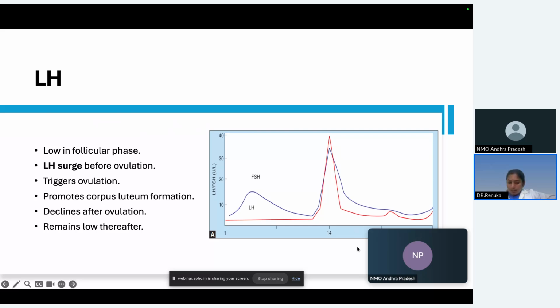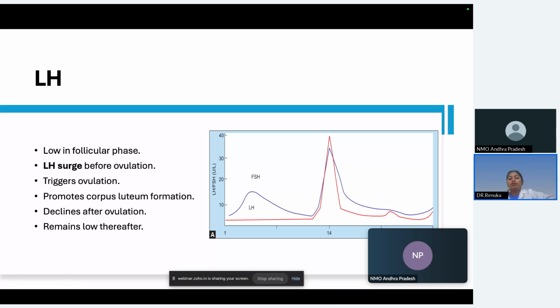And this LH promotes the formation of the corpus luteum. Once this is finished, again LH is low. I repeat, LH is low in the follicular phase. Just before ovulation, the LH surge happens. The LH surge stimulates and triggers the ovulation. Once the ovulation is done, again it drops down, declines.